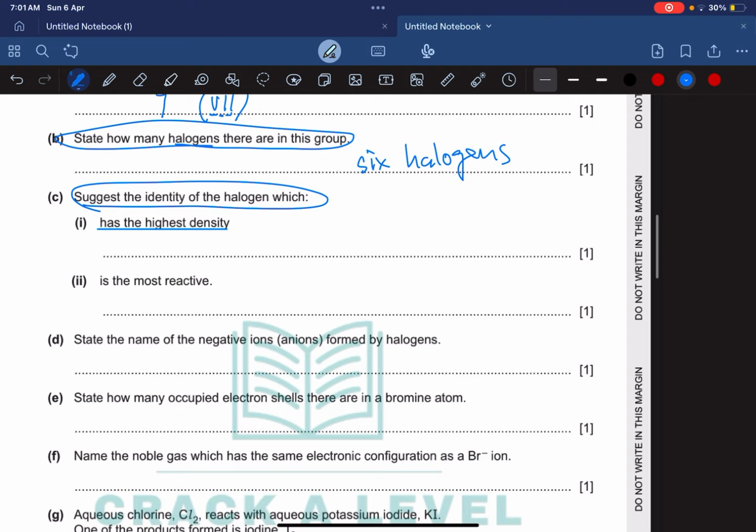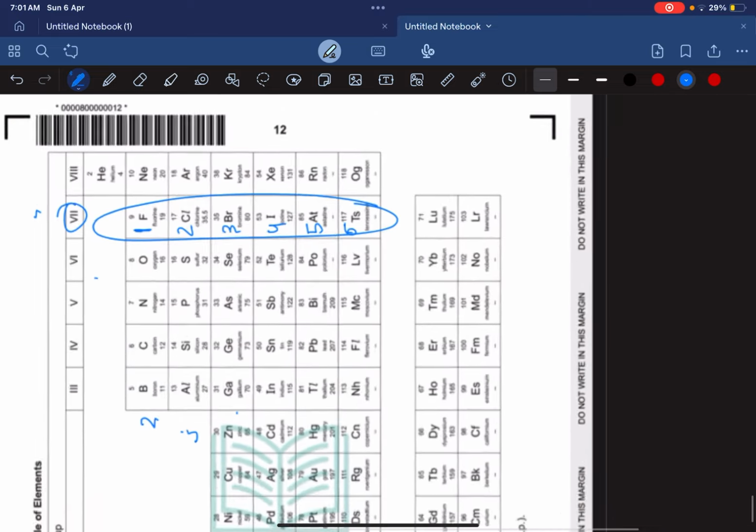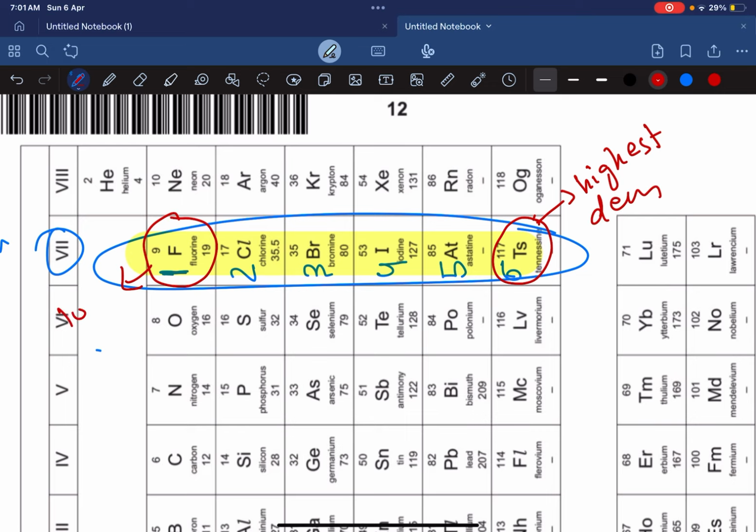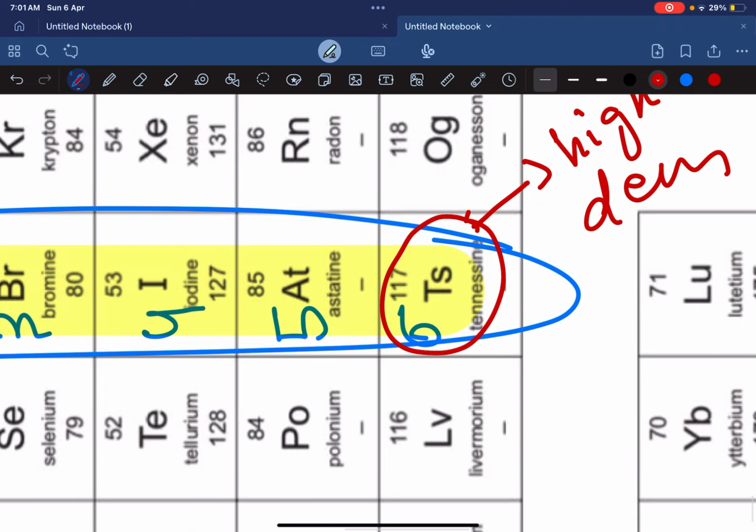Okay, suggest the identity of the halogen with the highest density. Now always remember that down the group in halogens your density increases. Look, this is fluorine, this is chlorine, this is bromine, this is iodine. So down the group the density increases. Suggest the identity of the halogen which has the highest density. So which is going to be the lowest in the periodic table. Okay, this is the periodic table. As you move down the group your density increases. So what that means is that this halogen is going to have the highest density, and this is going to have the lowest density. Okay, because as you move down the group your density increases. So this is tennessine, whatever this is, this is going to have the highest density.